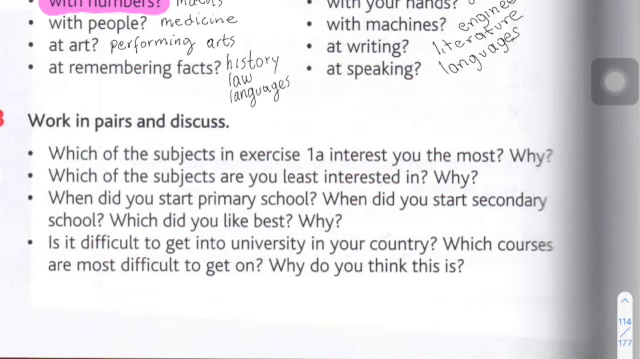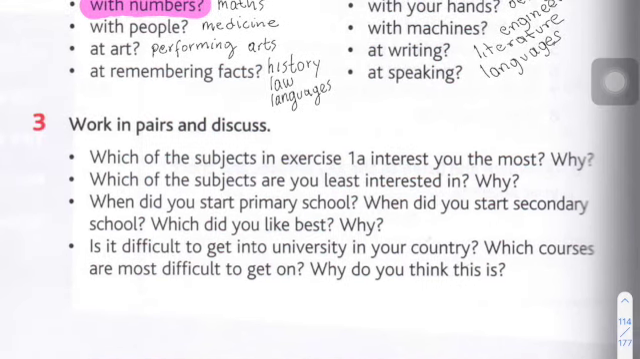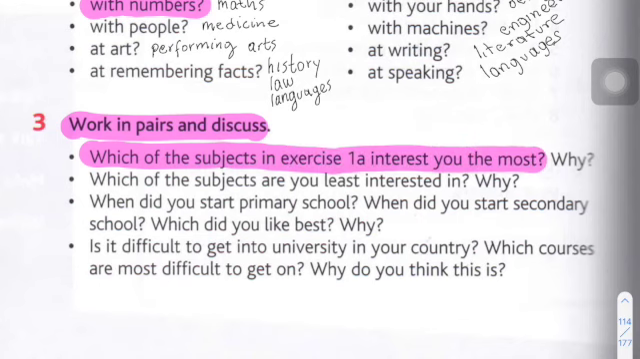Okay, and now here we have exercise number 3. In exercise it says work in pairs and discuss. So we have here some questions for you to think about. Think about these questions, and if you want, you can write your answers in your notebook or just do the exercise by yourself. Which of the subjects in exercise 1A interests you the most? So which one is the one that calls your attention? Why? Which of the subjects are you least interested in?